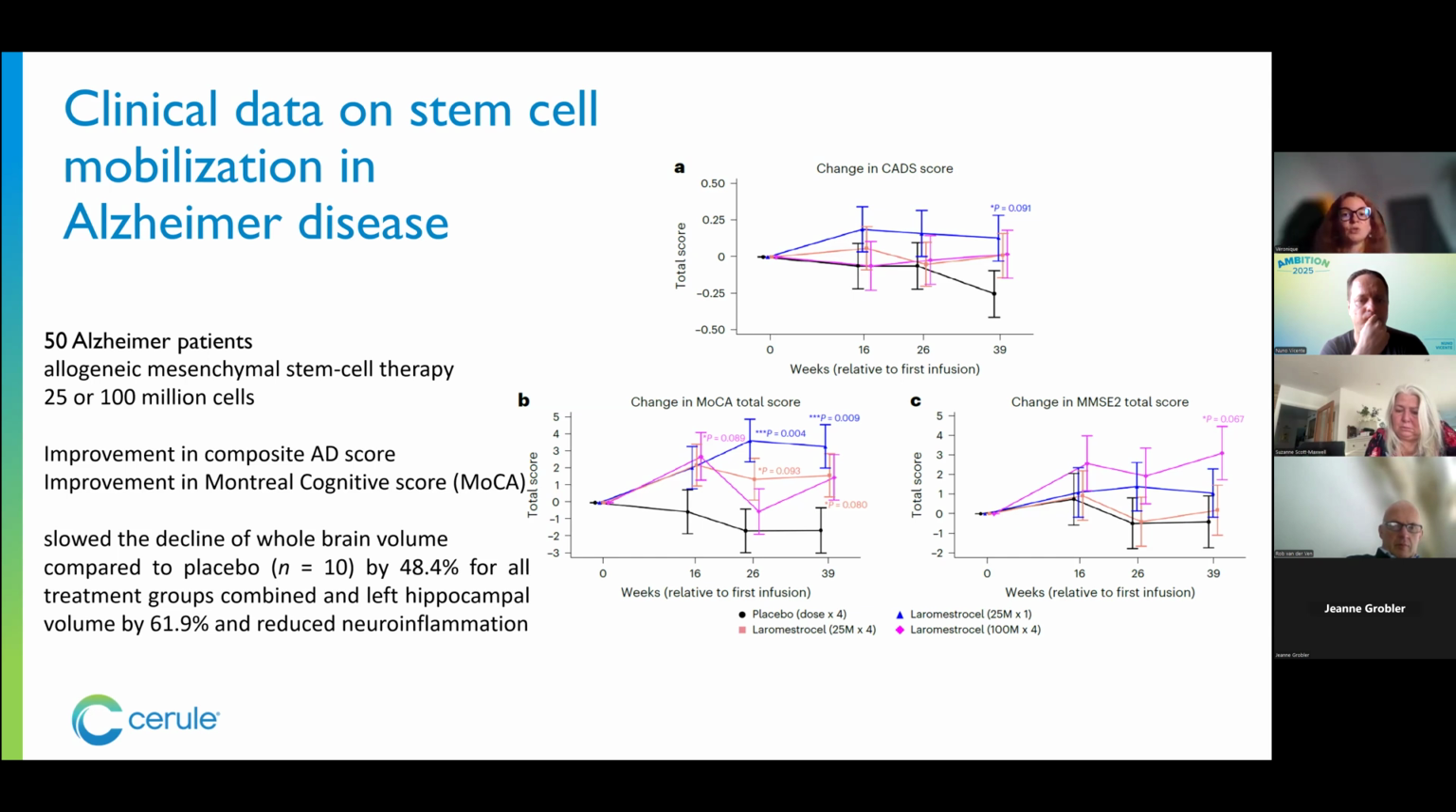So we can see that there is an improvement in the composite Alzheimer's disease score and an improvement in the cognitive function assessed by 2 different validated questionnaires. Stem cell mobilization has also slowed the decline of the whole brain volume compared to placebo by 48% for all treatment groups. And it also slowed the decline of the left hippocampal volume by 61%. It also reduced neuroinflammation.